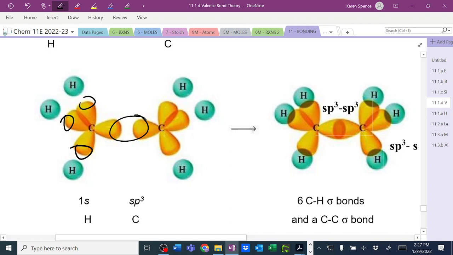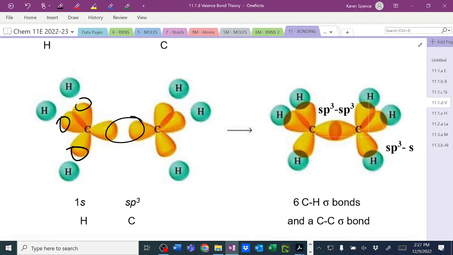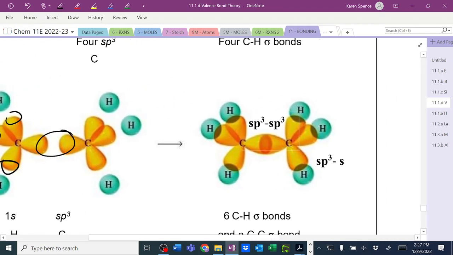What would the Lewis structure for this thing look like? Just a C and a C, and then HHH, HHH, right? And what is the name of that thing? That is ethane.